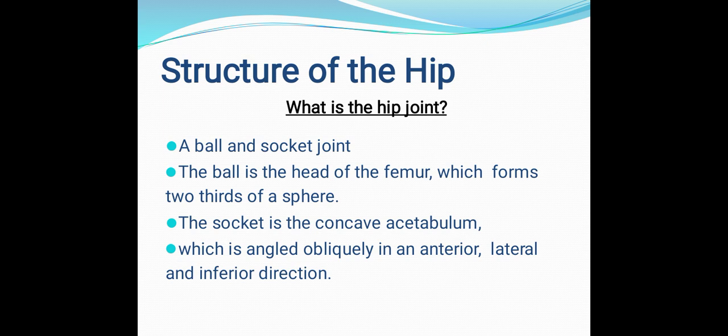The ball is the head of the femur, which forms 2/3 of a sphere, while the socket is the concave acetabulum, which is angled obliquely in an anterior, lateral, and inferior direction. The hip joint is more stable than the shoulder joint because of the bone structure and the number and strength of the muscles and ligaments crossing the joint.